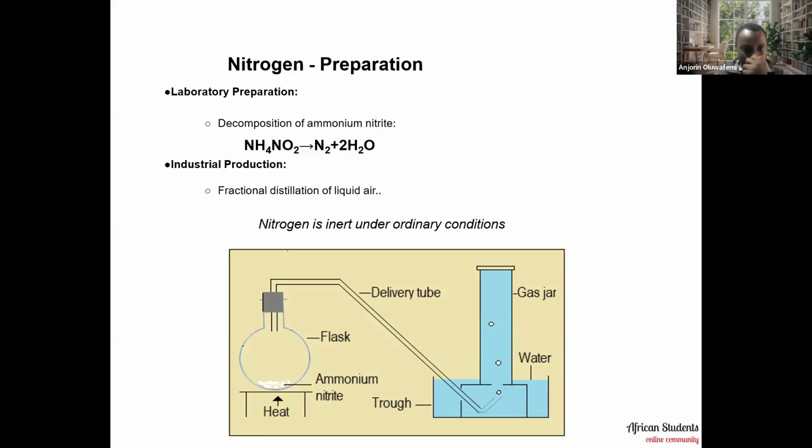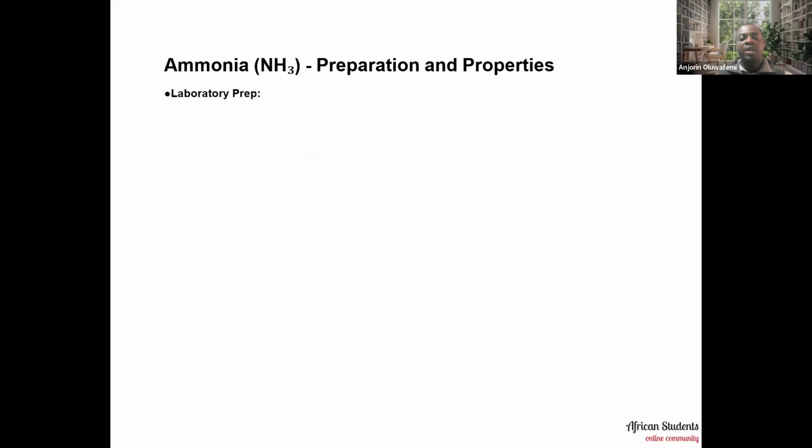So this is the setup for the production of nitrogen in the laboratory, just like what we can see there. Okay. On to the next one, ammonia: preparation and properties of ammonia.